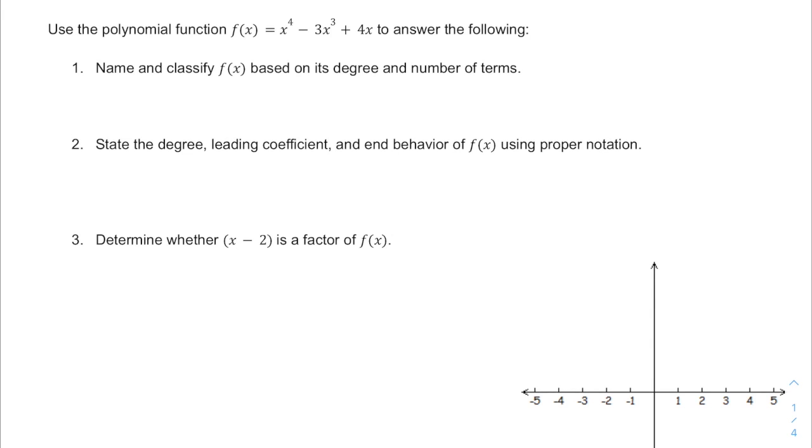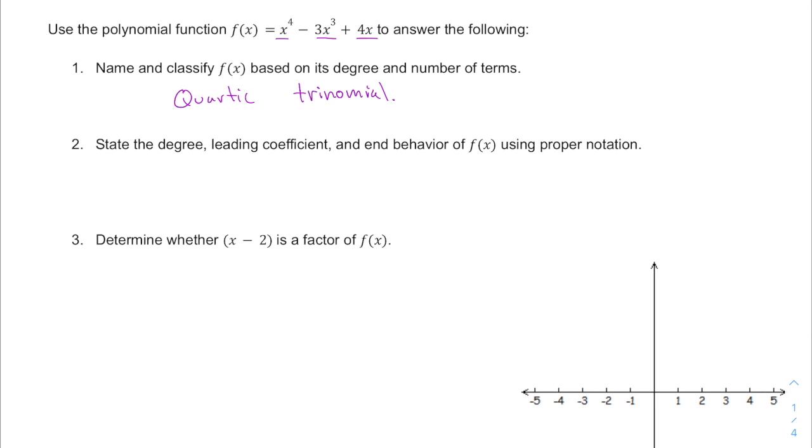Okay, we're going to start this polynomial review packet. We're going to take a look at the function f of x equals x to the fourth minus 3x cubed plus 4x. So first we can name and classify f of x based on its degree and number of terms. So we have a degree 4, so we call this a quadratic. And we have 1, 2, 3 terms, so we call this a trinomial.